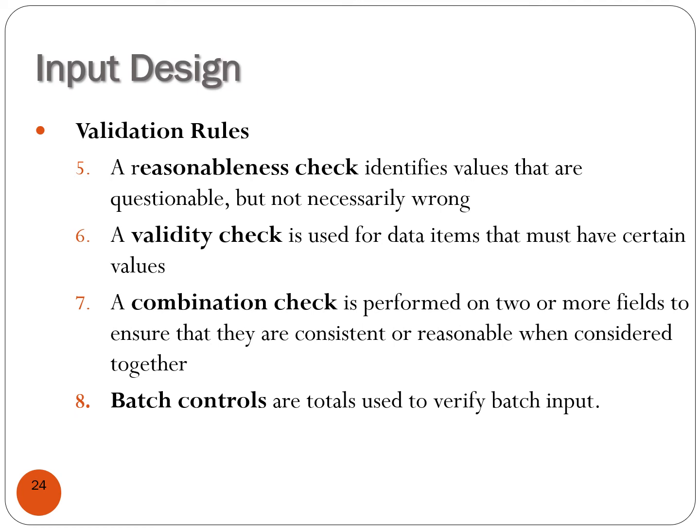Eighth, batch control. Batch controls are totals used to verify batch input. Batch control might check data items such as record counts and numeric field totals. For example, before entering a batch of orders, a user might calculate the total number of orders and the sum of all the order quantities. When the batch of orders is entered, the order system also calculates the same two totals. If the system totals do not match the input totals, then a data entry error has occurred.